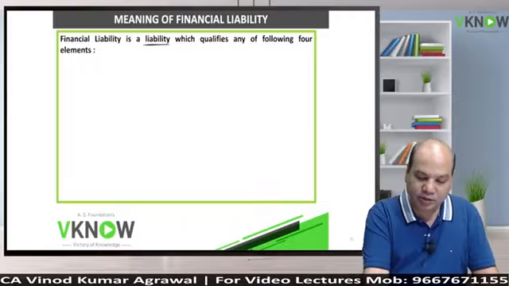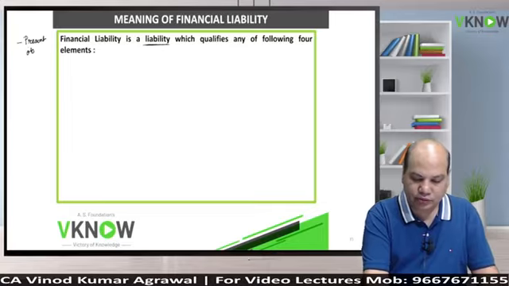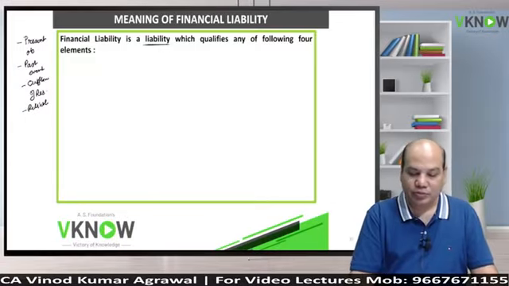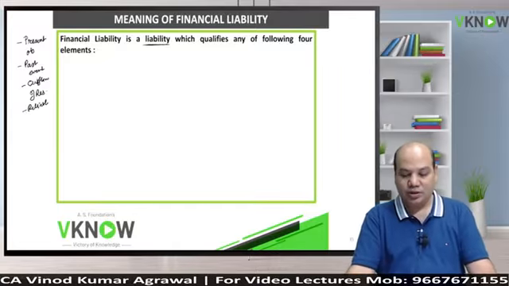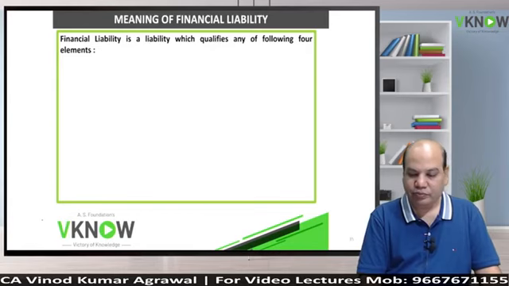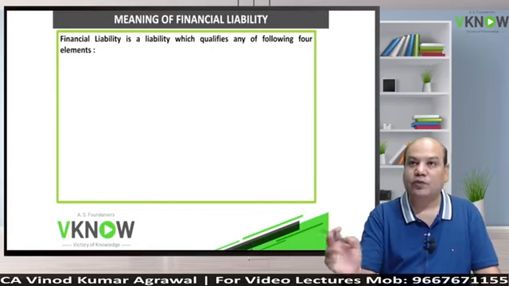A liability is a present obligation arising out of a past event. Settlement will result in an outflow of resources. A reliable estimate can be made. Okay, arising out of a past obligating event, and you can measure it, then it is a liability, and it should meet any of the following four conditions.